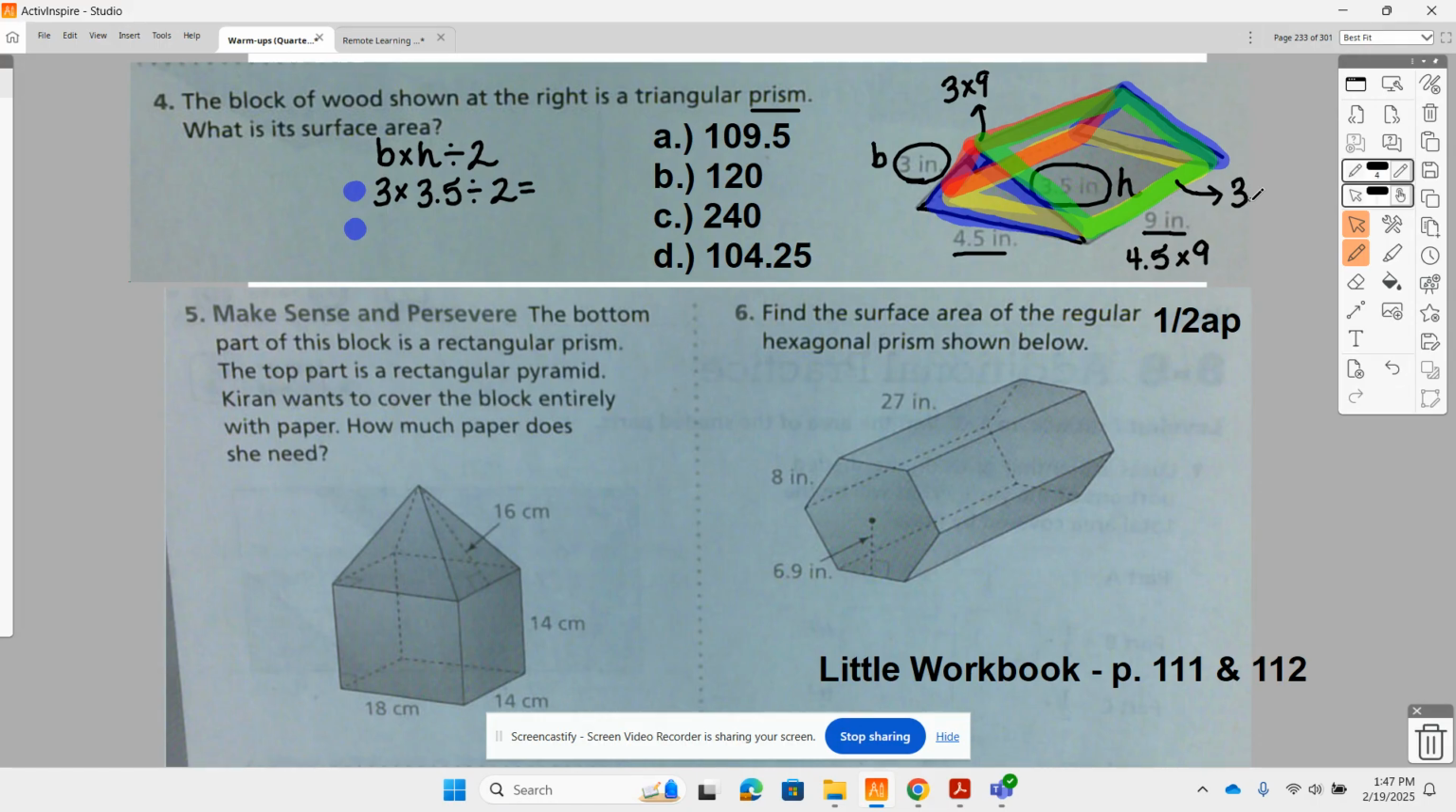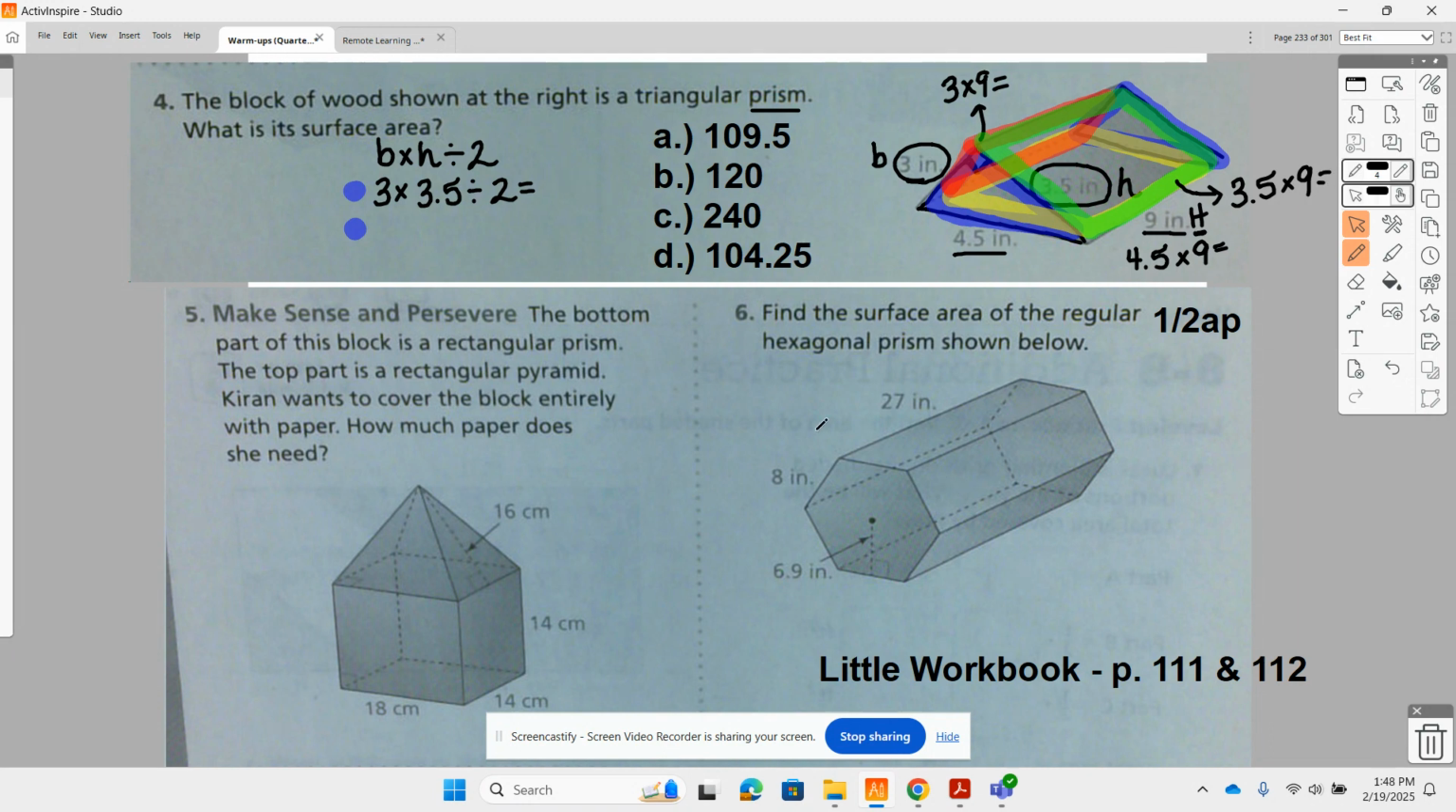Notice they all have that 9 in common. Remember, 9 is our big height. We talked about that when we were doing volume, and we'll keep doing volume, of course, when we return. I just want to make sure that you recognize that 9 as your big H. Then you'll add all of those together, all 3 rectangles and both of the triangles.